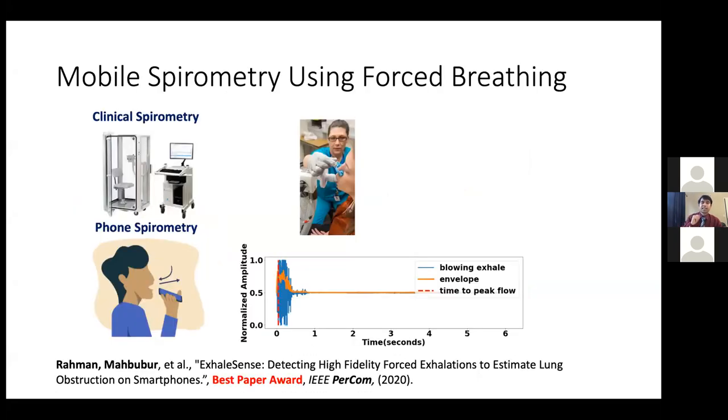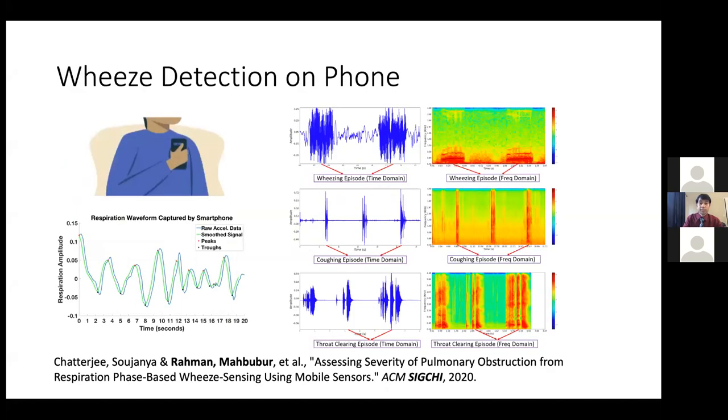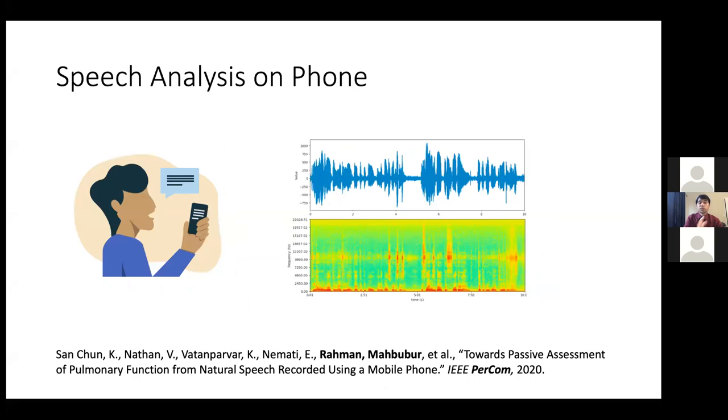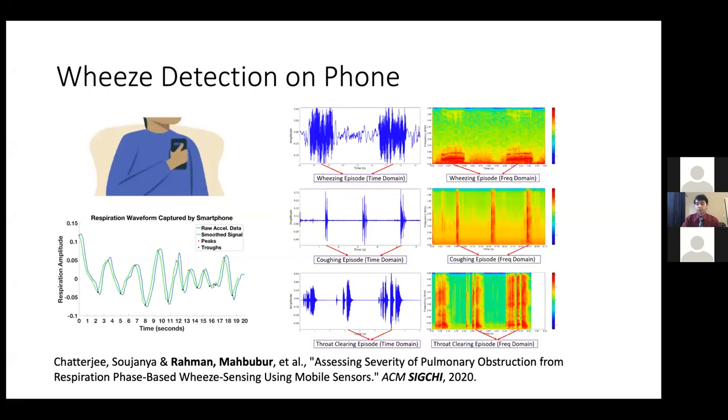And then another thing is mobile spirometry. So far I have explained the cough, the breathing, wheezing, and speech. Those are low effort activities. Like when I'm speaking, my lung condition can be analyzed. I'm coughing, my lung condition can be analyzed. I'm breathing, regular breathing, my lung condition can be analyzed. The patient does not need additional effort to analyze those things.